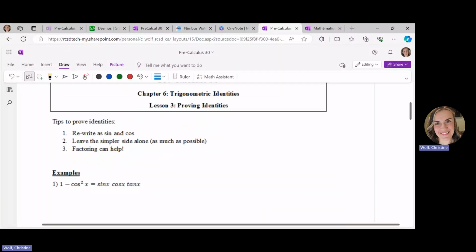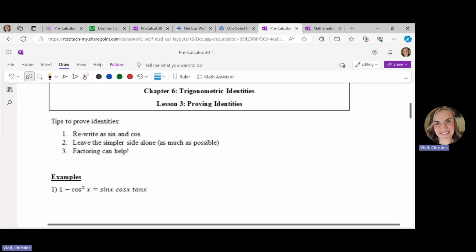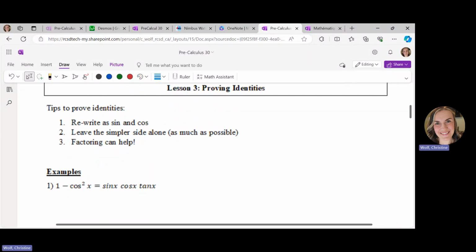Do chapter 3, if I can find my screen. This one. Okay. We're going to prove identities. Today is actually kind of similar to what we were doing in lesson 2.